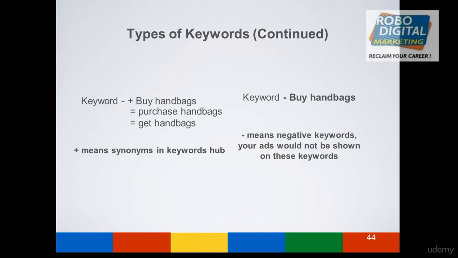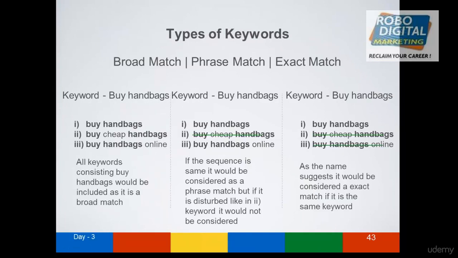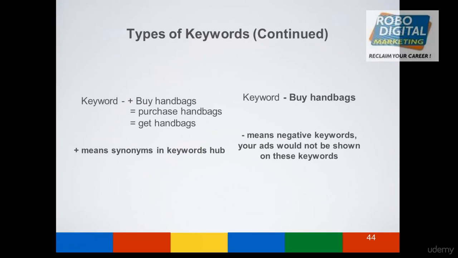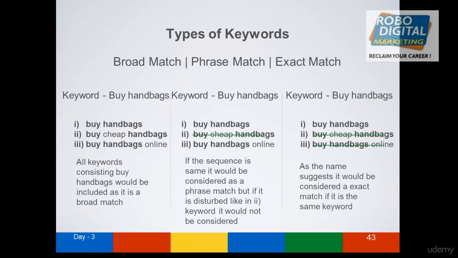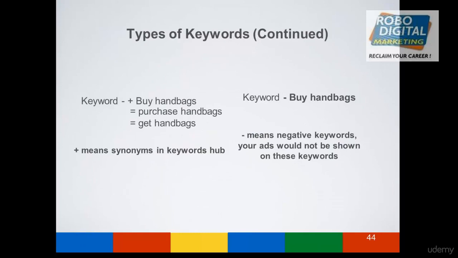The last thing for today's topic is different types of keywords. Besides the three we have talked about, there is another type known as broad modifier, which is a subversion of broad match only. How it works: if my keyword was buy handbags and I write a plus sign ahead of buy only, then if somebody searches purchase handbags, my ad will be shown. Get handbags, my ad will be shown. It will add all the synonyms.